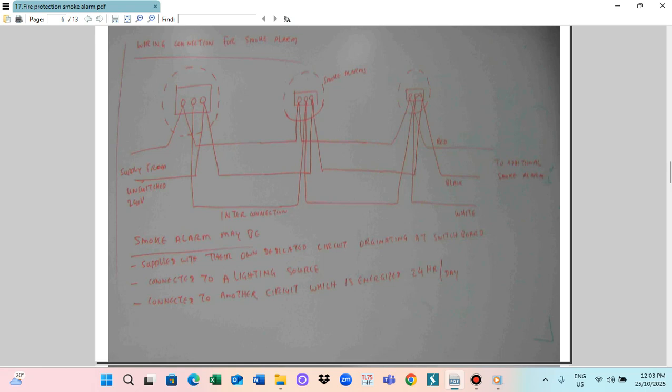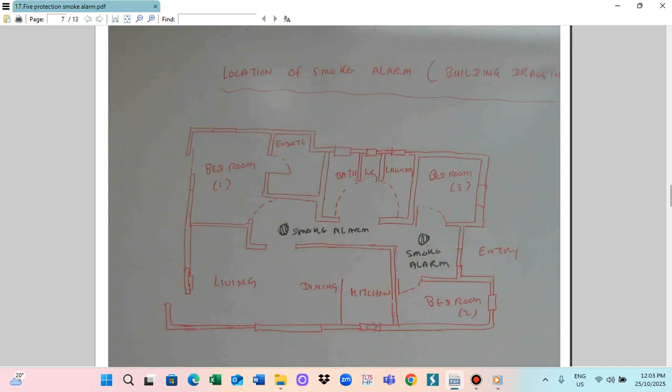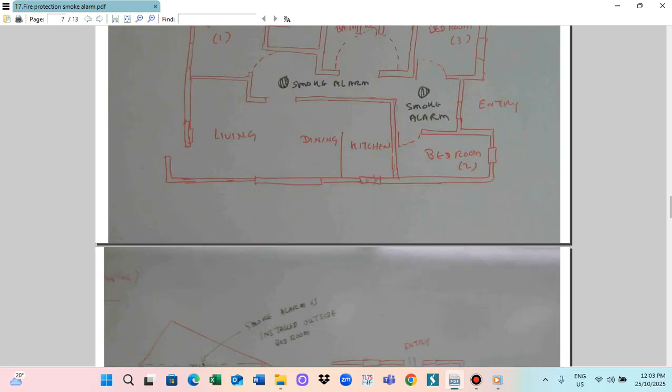This is a very important system because the smoke alarm needs a 24-hour supply, and it must have a backup battery system. In the case of a main power failure, the backup battery system can still supply the smoke alarm circuit. So this is the location of the smoke alarm system. We locate the smoke alarms in the alleyway as well as near the bedroom.